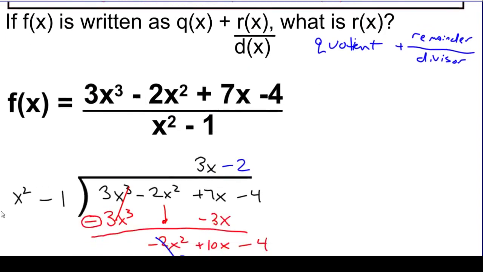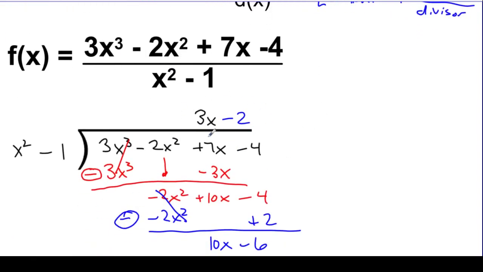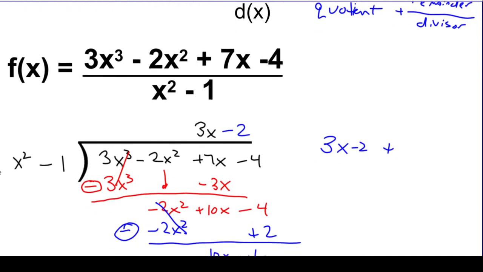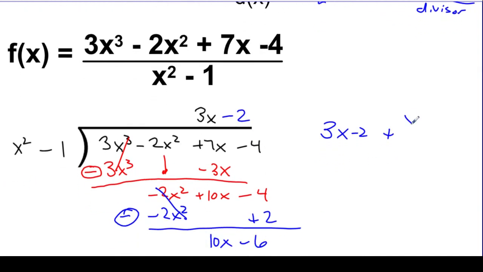Right? So here's my final answer. After all said and done, the answer is 3x minus 2. That's like my q of x, my quotient. And to that I'm going to add the remainder, which is the 10x minus 6 that I was left with, over the divisor, which is x squared minus 1. So I'm going to say this is my final answer. That's the best I can do. I got a full 3x minus 2 to divide evenly into this expression, but there was some portion left over. There was a remainder, and in this case that remainder is 10x minus 6. That was what was at the bottom, over my divisor x squared minus 1.